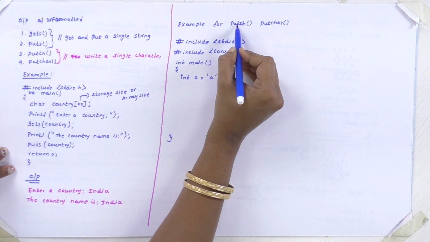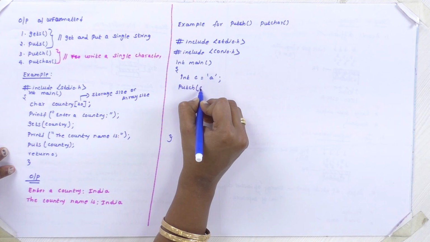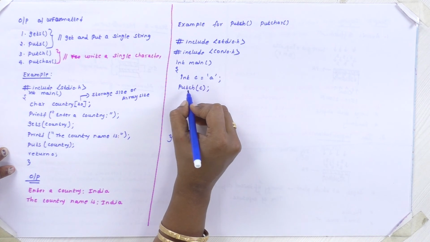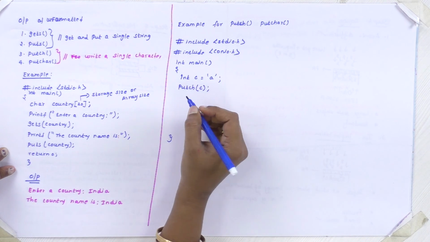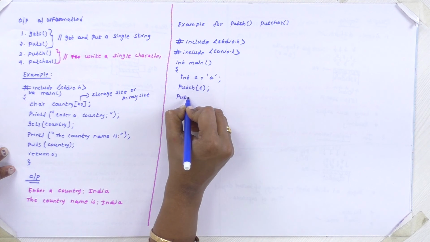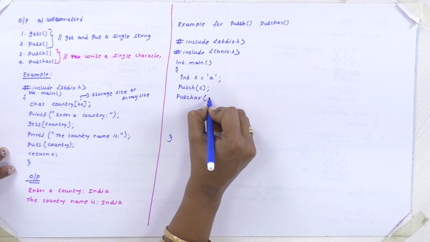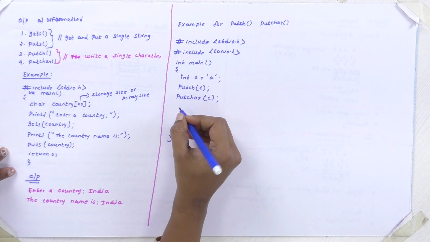So I am going to display this character. So putch will display the value which is stored in the variable c. The same thing, next I am going to use putchar. The same thing is repeated by using the putchar function.